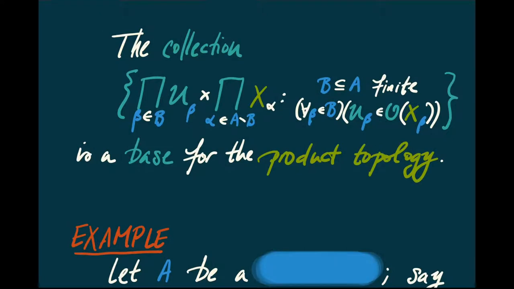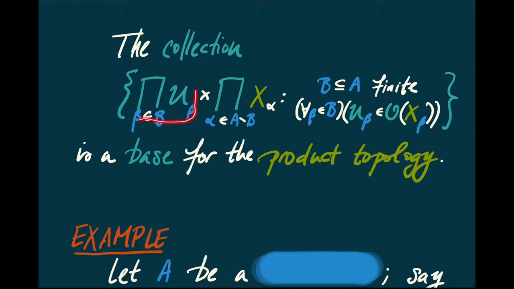Because we have a subbase for the topology, we can also write down a base for the topology. Remember that if we have a subbase for the topology, a base can be constructed by taking the finite intersections of the subbasic opens. That means that I can look at the collection of those subsets of the product where I take a finite subset, B of A, and I look at the product of some U betas where each U beta is open inside X beta. And then for all the other alphas, the alphas that don't lie in B, I'll just take X alpha. I'll take these collections, put them together, and they'll form a base for the product topology. That is to say, inside the product topology, every open set is a union of things that look like this.